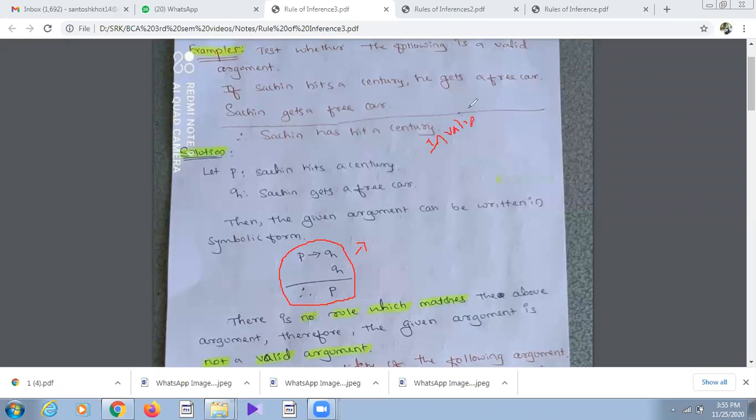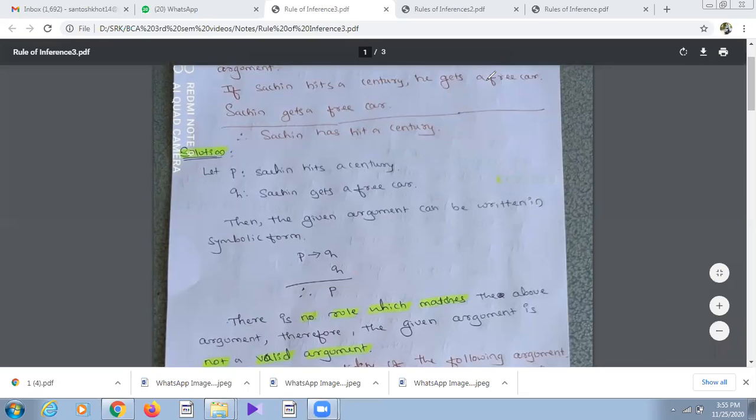So this is the invalid argument, we can say that. So this whole argument we consider as an invalid argument. Okay, so next, any doubt in this problem? No, sir. Okay.